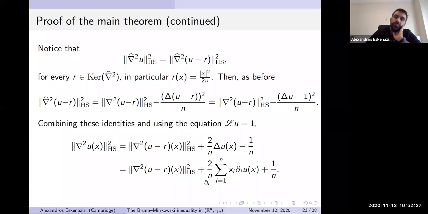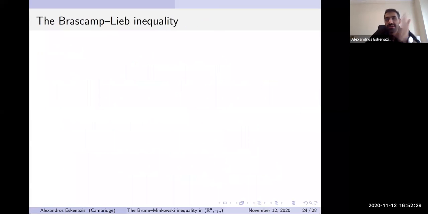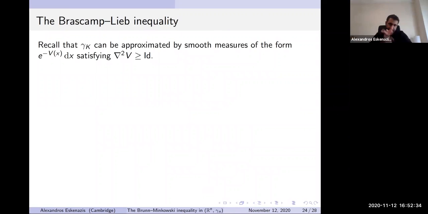Okay. And here comes the only non-trivial tool in the proof, which is the Brascamp-Lieb inequality. So recall that the Gaussian measure on K can be approximated by smooth, log concave measures whose Hessian is bounded below by the identity matrix in the positive semi-definite sense. Okay, that's just very simple. Your measure in fact has potential 1 on the interior, and then there's a cutoff which takes it to infinity. So you just need to do an approximation there, and that's true.